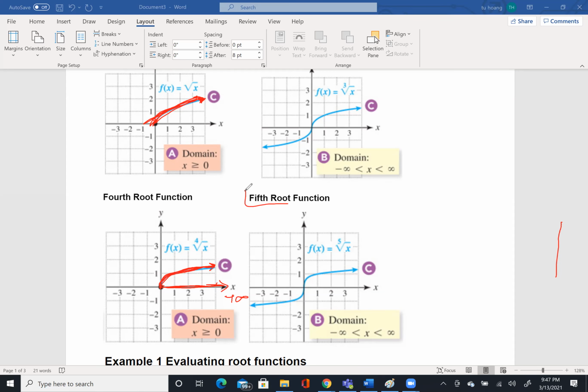Similarly, with the fifth root, this is odd, right? The fourth is an even root, okay? And the fifth is an odd root because this is the third one, right? You can see that for the fifth root, it also goes from left to right. So from negative infinity to positive infinity for the domain, right? But it looks flatter. It becomes flatter and flatter from 3 to 5, right? You see that? Okay.